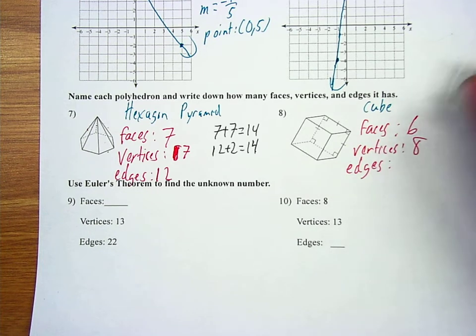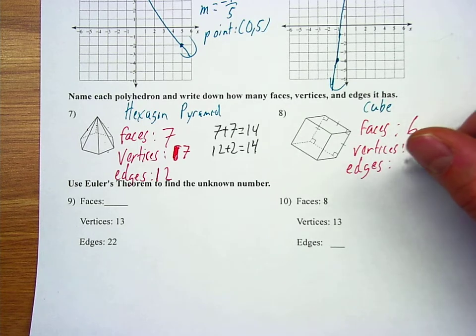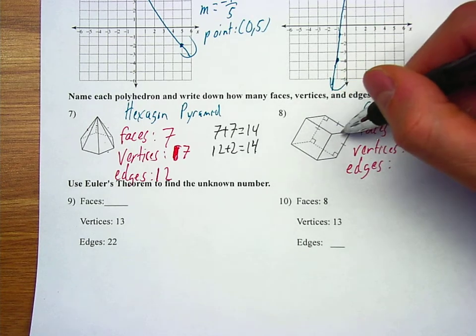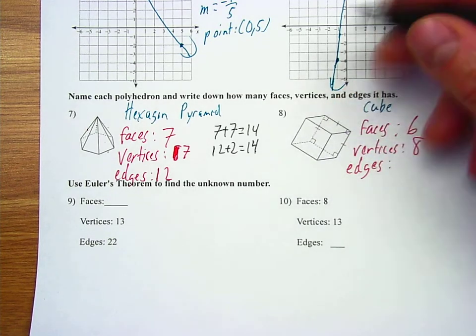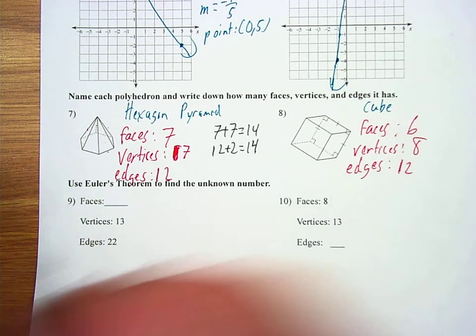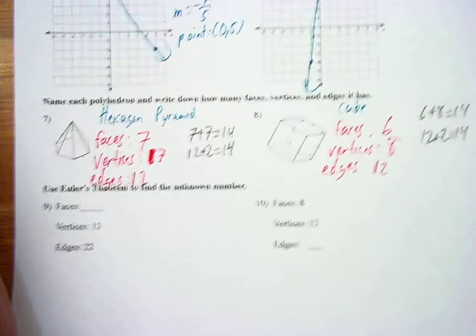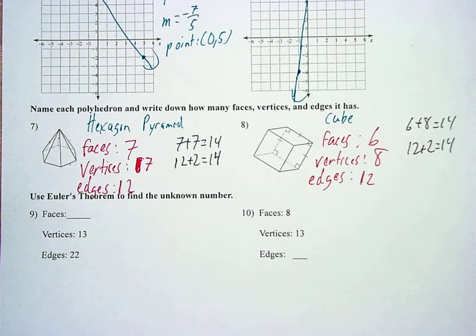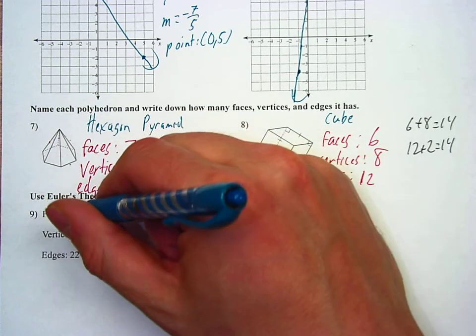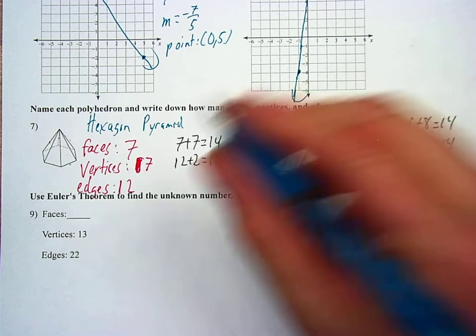Again, the faces plus the vertices should be the edges plus 2. So this once again makes 14, so it should have 12 edges, and I can count them. 1, 2, 3, 4 on the top, 1, 2, 3, 4 on the bottom, and then 4 connecting the top to the bottom. And I should again verify that, in fact, 6 plus 8 is 14. 12 plus 2 is also 14. So the faces plus the vertices is always equal to the edges plus 2. And that's what I'm asking you to do on question 9 and 10 as well. The faces plus the vertices should be the edges plus 2.